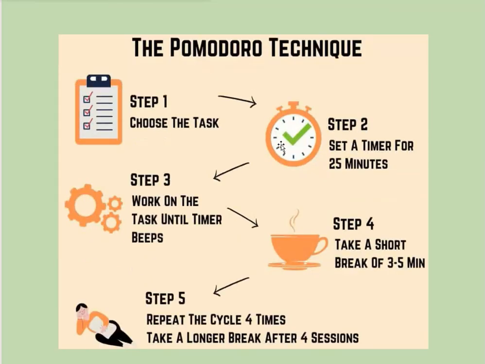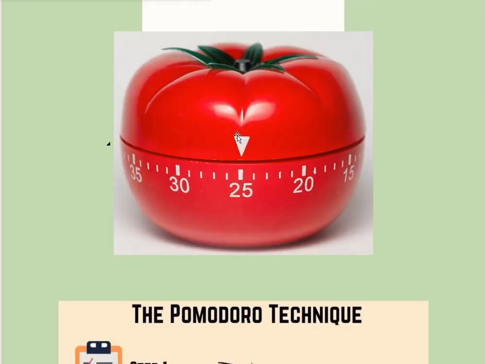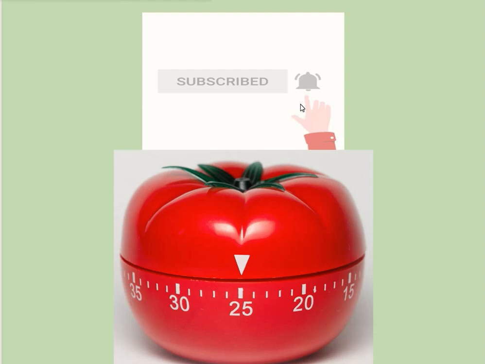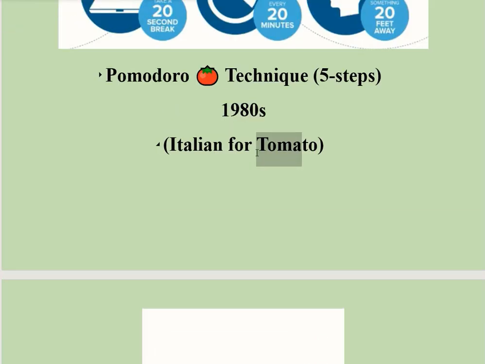And the technique is actually that we choose a task. This is the first step, and then we set a timer for 25 minutes. One should do that task, and then one should wait for the beep, and when the beep happens, then he should take a break of 3 to 5 minutes, and he should do this 4 times, and then he can take a longer break after 4 of these sessions, or Pomodoros. Hence it is called the Pomodoro Technique, because 4 times this Pomodoro will be allowed before we take the long break.